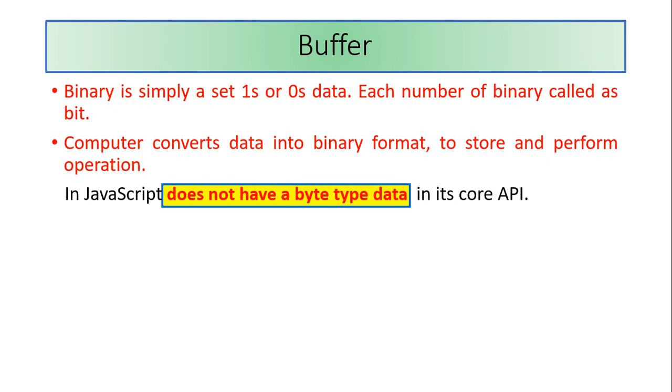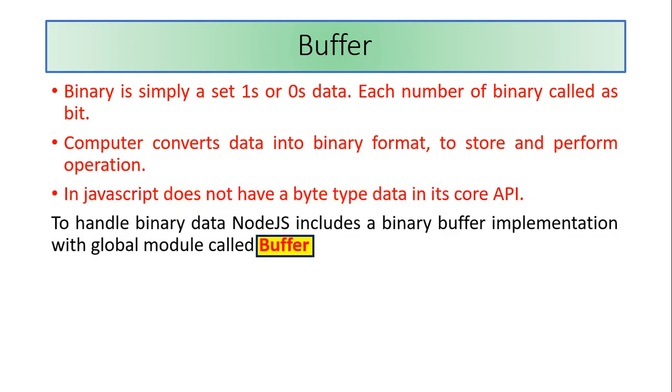JavaScript does not have a byte type of data in its core API. In JavaScript, we use data in the form of string, number, boolean, array, object, and function, but it does not have a byte type of data. So in Node.js, to handle binary data, we have to include a binary buffer implementation with a global module called buffer. Since we have to work on binary data, for that reason we use the buffer module in Node.js.